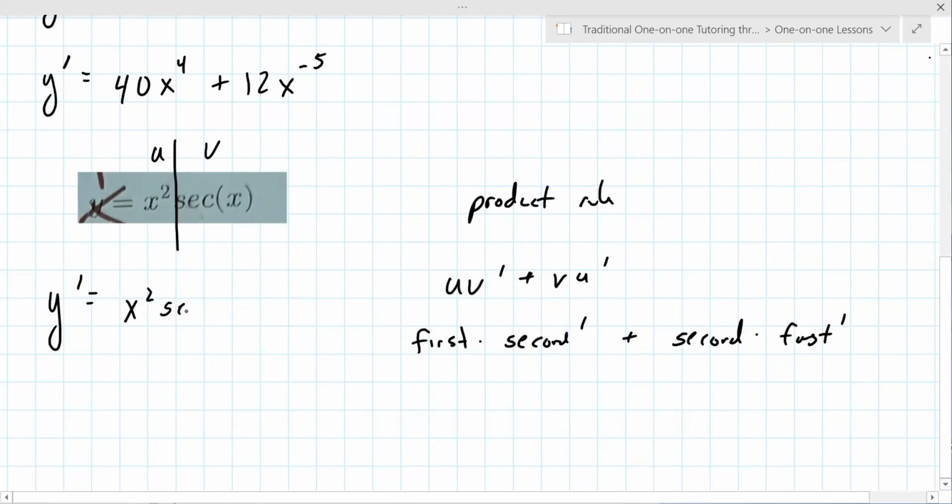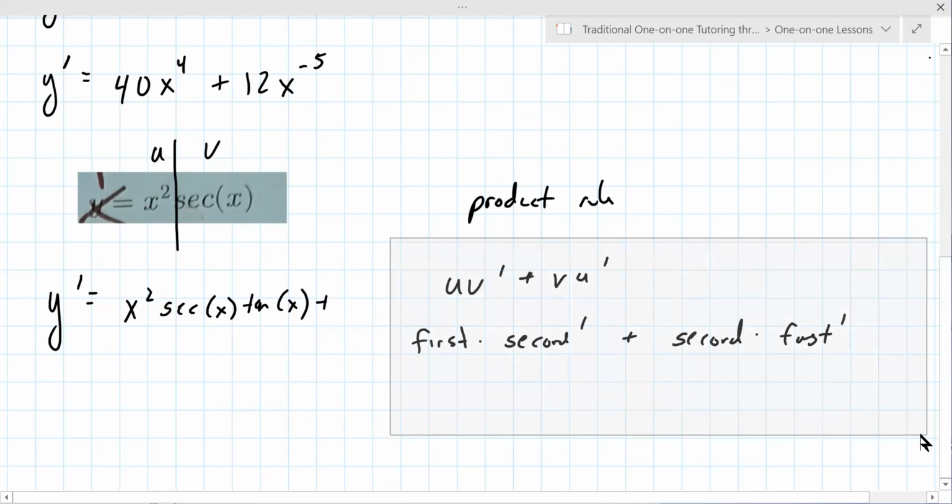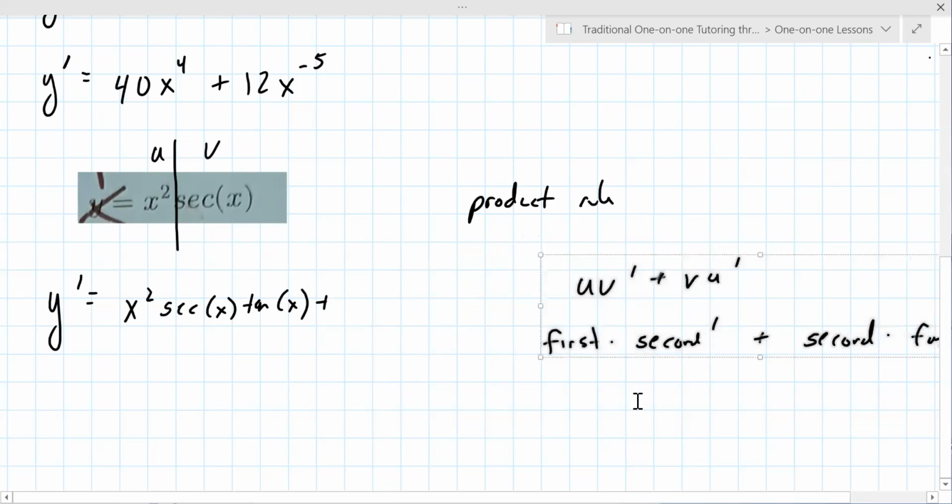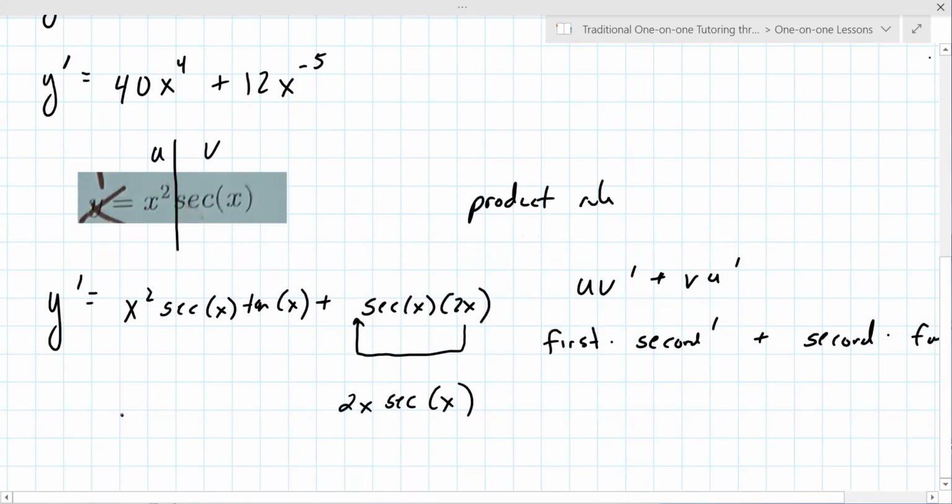So the derivative of secant is secant x tangent x, plus, I guess I need to move all this stuff over, the secant x and then times 2x. Okay. And then if your instructor was big on this, you could move the 2x in front. It's generally preferred to have polynomials before trig functions. It's up to you, whatever your instructor wants. They're the ones grading it.